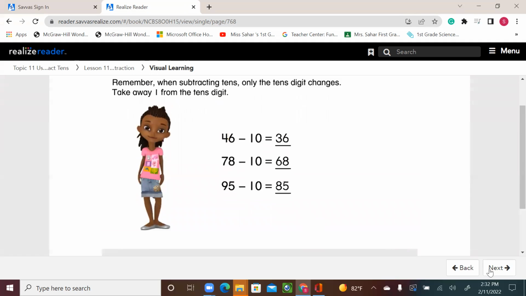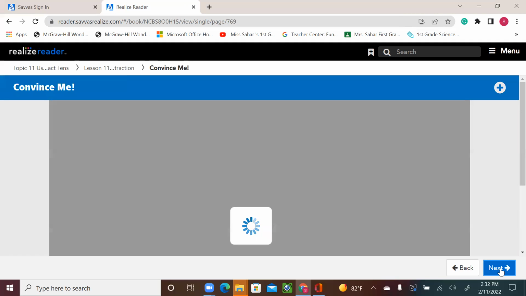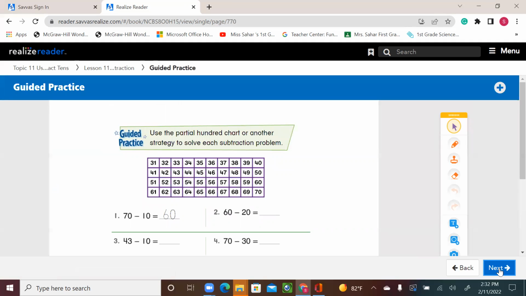All right, so let's go for our guided practice. As we see, this one was just kind of a revision of all the different strategies that we used. Use the partial 100 chart or another strategy to solve each subtraction problem. So what do we have here? We have our 100 chart, and first example, 70 take away 10. I'll put a mark on 70, and I know take away 10 means I'm going up 1 ten, or one row, landed on 60. So 70 take away 10 equals 60.